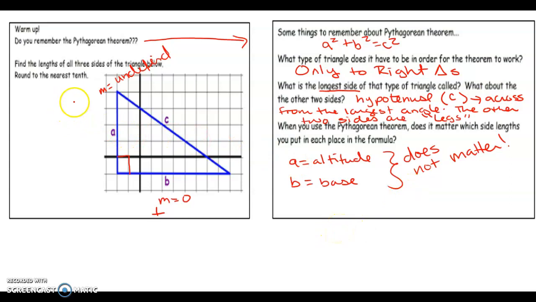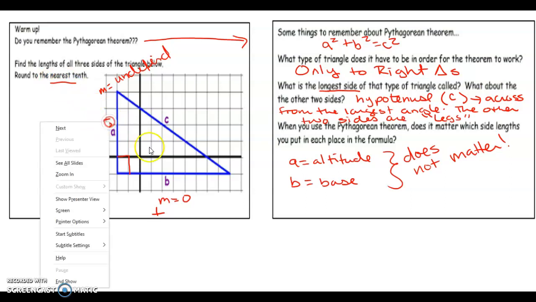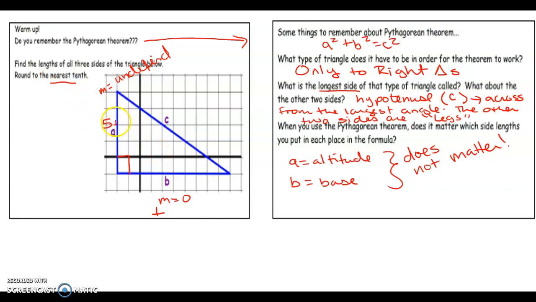So now it says find the lengths of all three sides of the triangle below, round to the nearest tenth. Well, we can count that this one is 5 units. Just U for units. And this one is 10 units. But what about C? So I can use my Pythagorean theorem. Simplify.